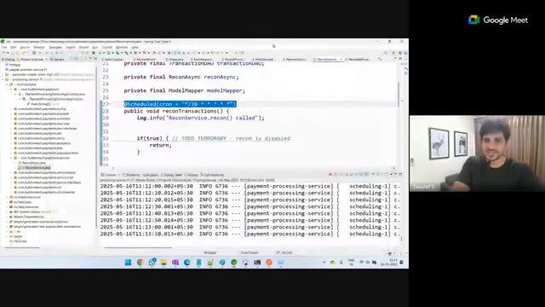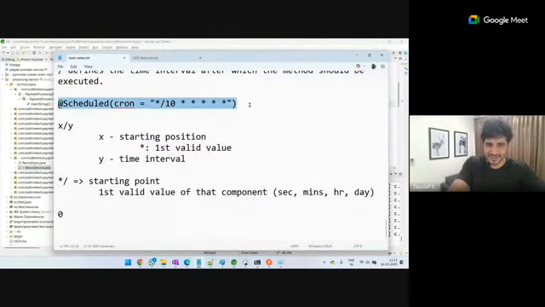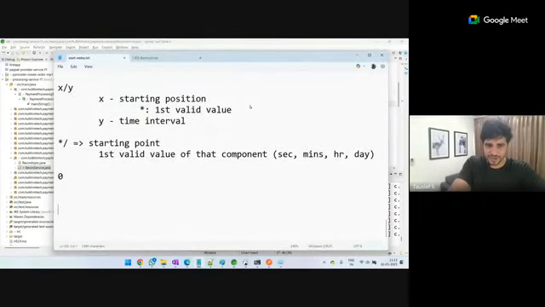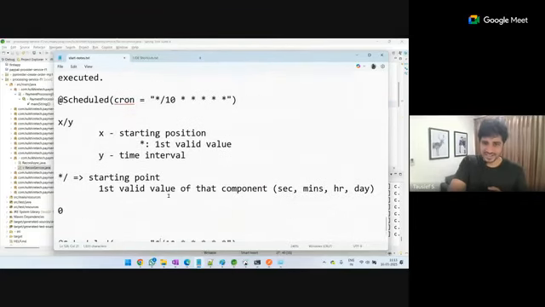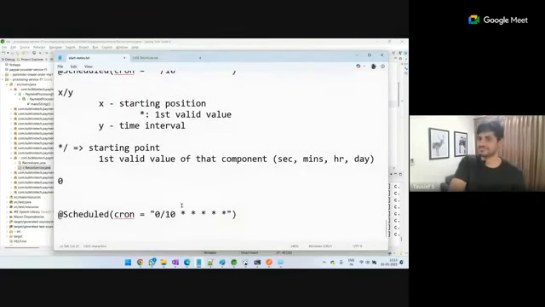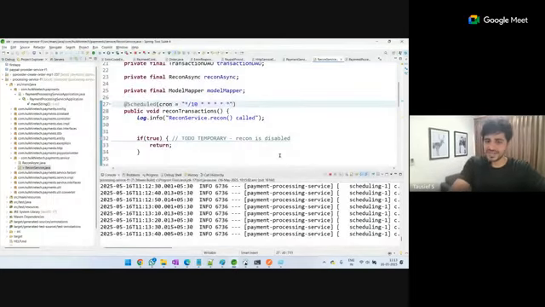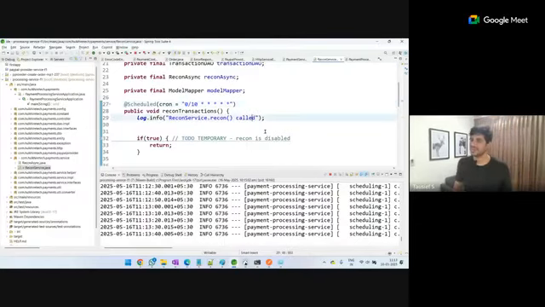So if you put an expression like this, the first valid value of second is 0. Instead of writing star/10, this defines the starting point, and we are saying 0. Both methods will behave the same. So we can replace this like this also, guys. Instead of star, we can say the starting point is 0.